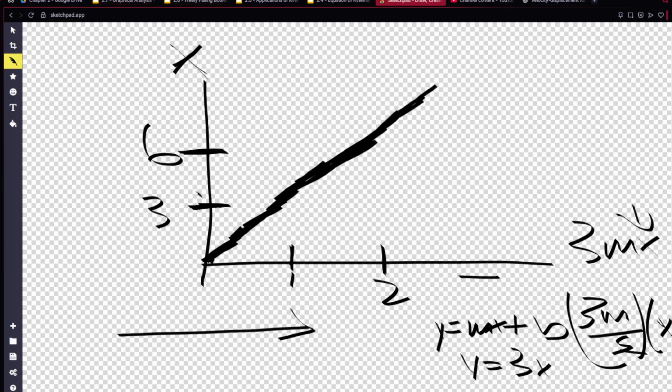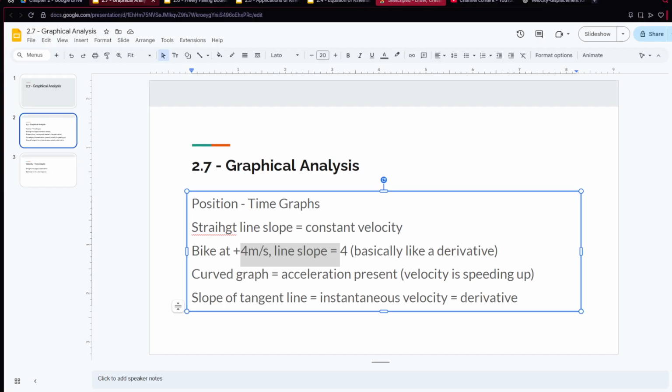The reason why it's a straight line is because that means that our position is changing at the same interval each time using the slope formula. And that's kind of what a line is defined as anyways.